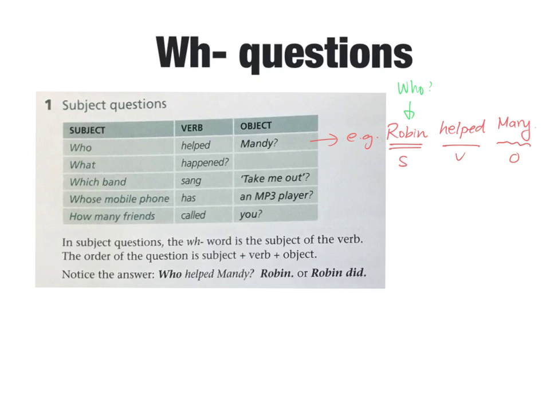For subject questions, of course, we want to ask about the subject of a sentence. For example, who helped Mandy? If I want to know who does the action, the subject. For example, Robin helped Mandy. Then Robin here in the sentence is the subject. Robin is the one who does the action. And then the information for who is about Robin. So this is the subject question.